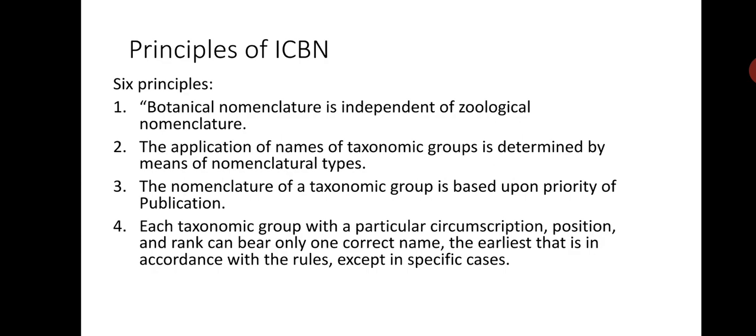Next, moving on to the third principle, which states that the nomenclature of a taxonomic group is based upon priority of publication. This principle states, in essence, that if a taxonomic group has been given two or more names, the correct name is the first name that meets the code standards for publication.